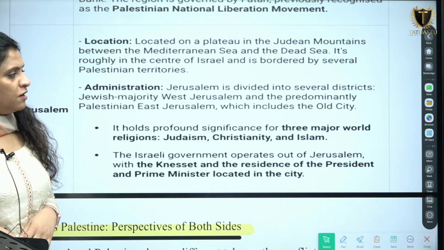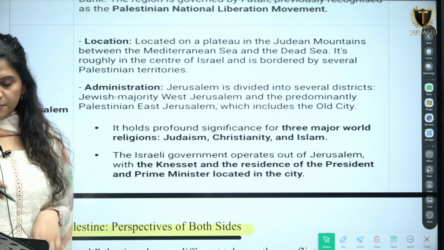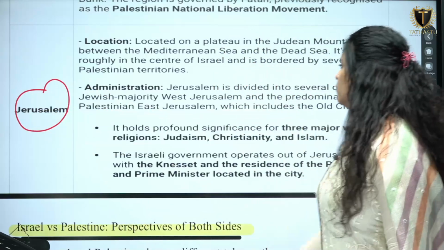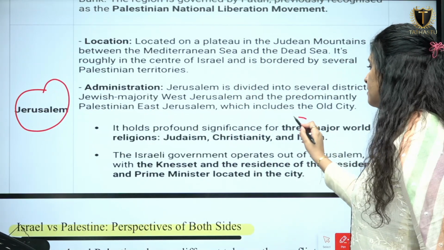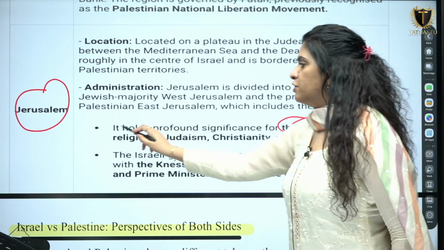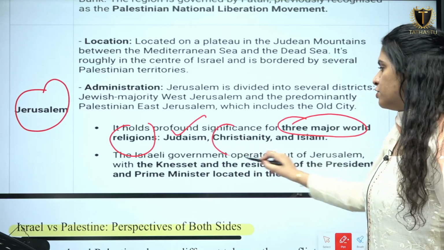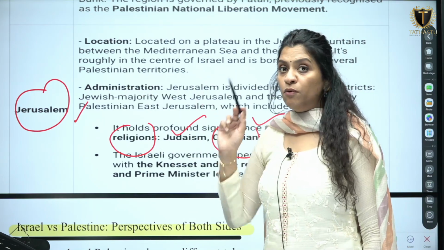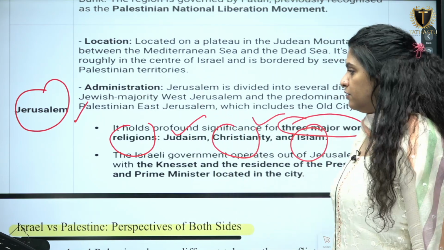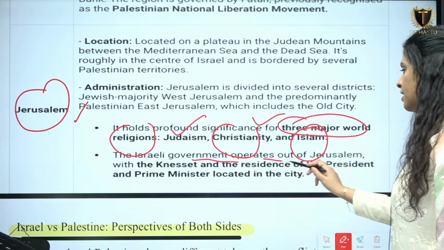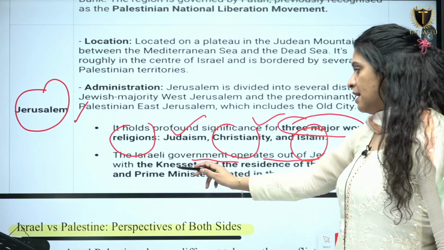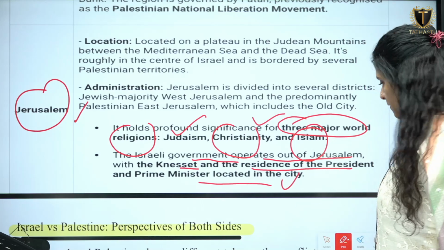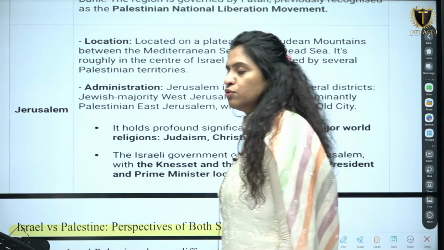अब it holds profound significance for three major world religions. अब ये important क्यों है ये area जो है Jerusalem? So this is important because it has three major world religions. कौन कौन से? Judaism, Christianity and Islam. So this particular region is important for the world's three religious communities. Now the Israel government operates out of Jerusalem, with the Knesset and the residence of the president and prime minister located in the city. So these three regions you should not be confused.